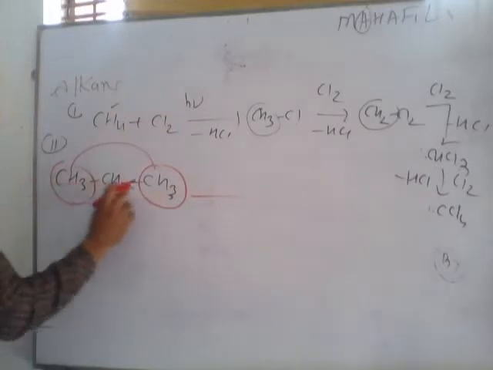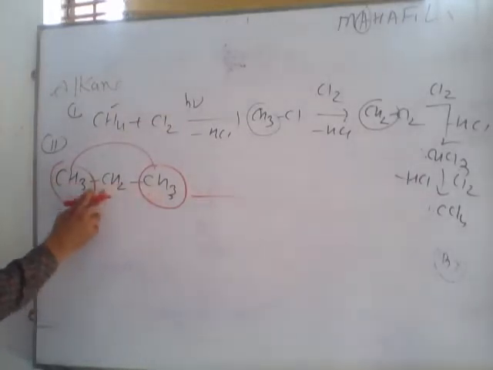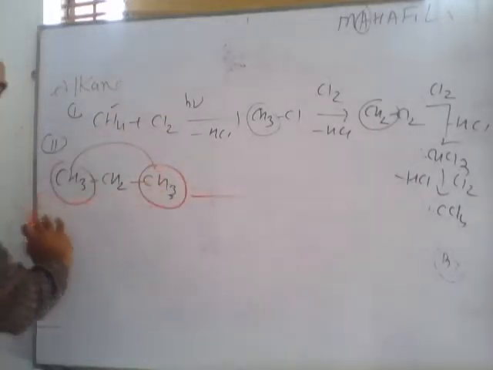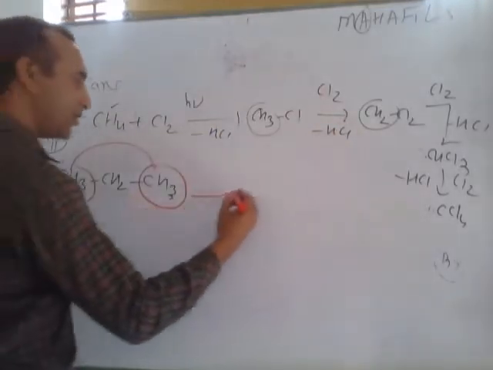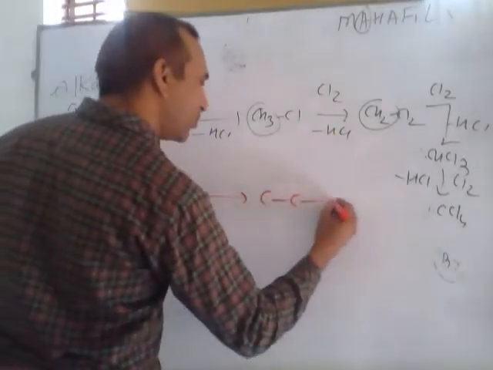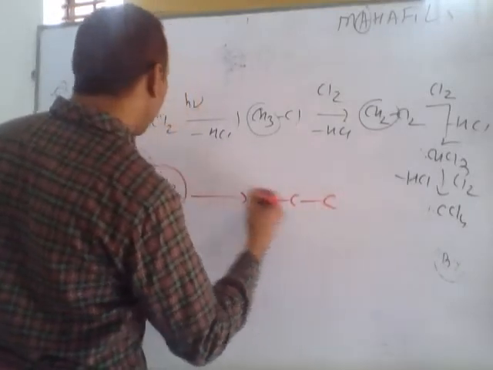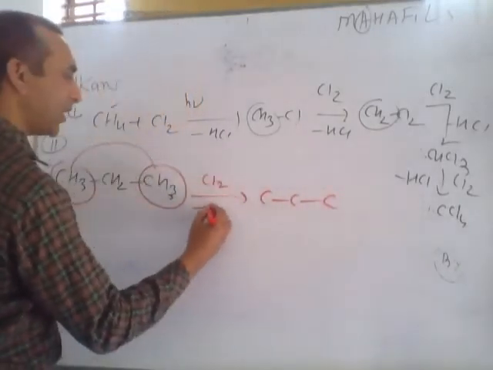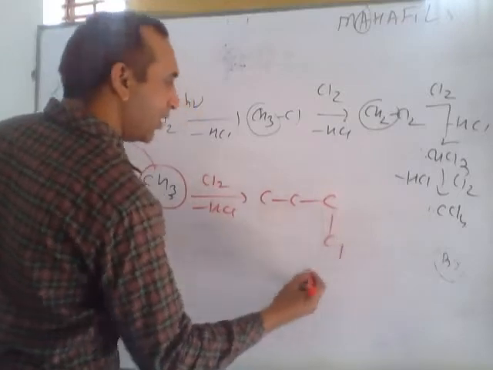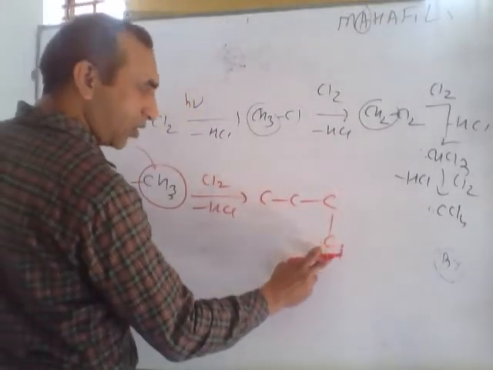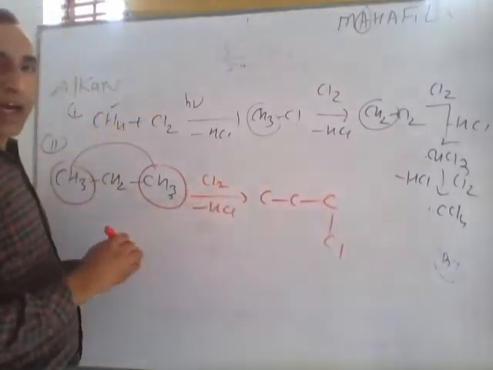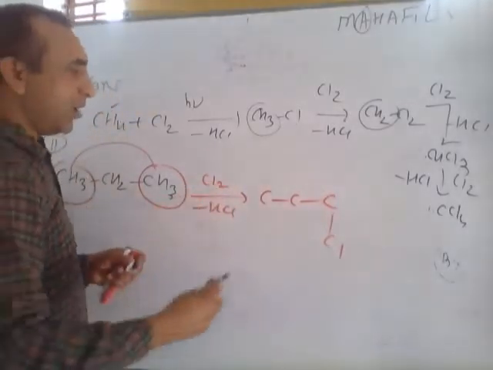If there are two sets, these two are identical, this is different. So two products will form. If there are three sets of equivalent, three products will form. Four products will form. In this reaction, 1, 2, 3. If chlorine, otherwise any halogen, after the reaction joins here, otherwise here. After filling hydrogen, you can say this is 1-chloropropane, otherwise normal propyl chloride.